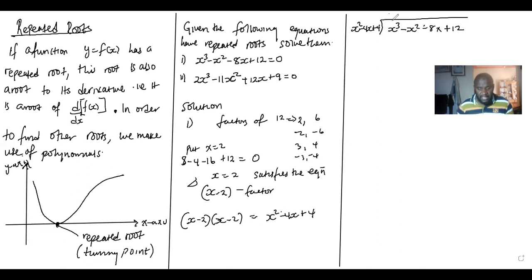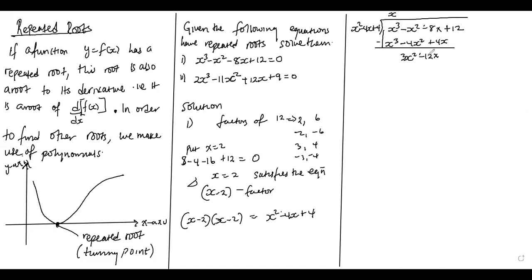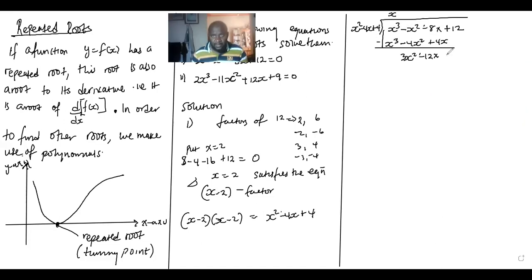When you divide, you get x. What else do you get? x cubed minus 4x squared plus 4x. When you subtract, you realize 3x squared minus 12x plus 12.